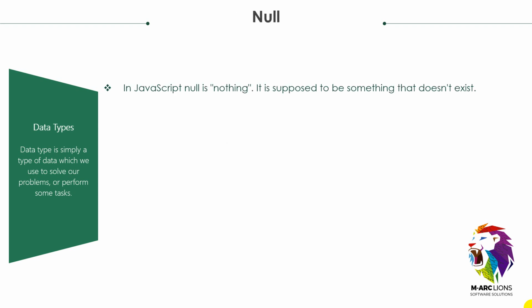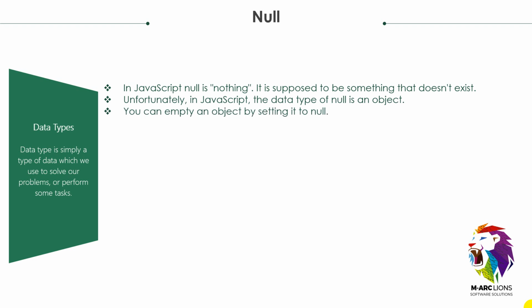Then we have null. What is null? In JavaScript, null means nothing. It is supposed to be something that does not exist. Here, null means we are directing you towards something which does not exist. If you say name is equal to null, then there is nothing in the name variable. So null means something which does not exist. Unfortunately, in JavaScript, the data type of null is object. When you get the data type of null, it will return object.